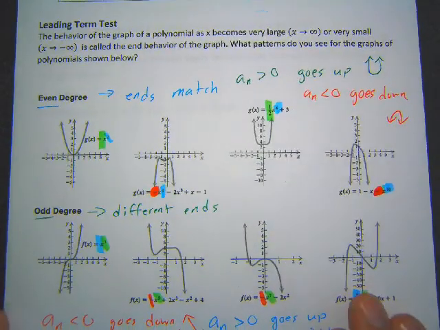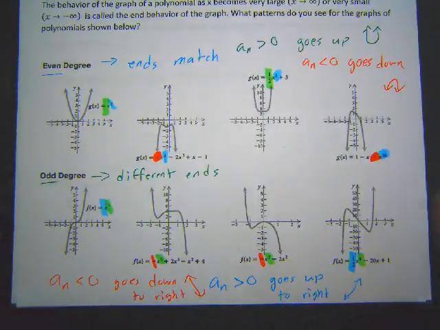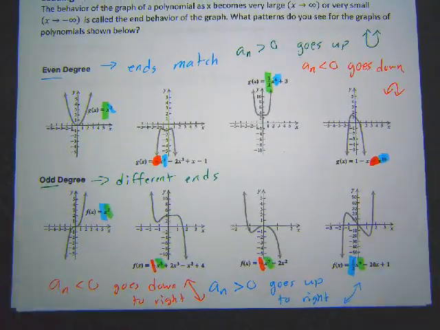So there you go. A lot of information you can get just by looking at what happens with the leading term, the leading coefficient. The rest of this stuff still affects the polynomial and its shape, but if you just want to know what happens at the ends, you can look at just that leading term.